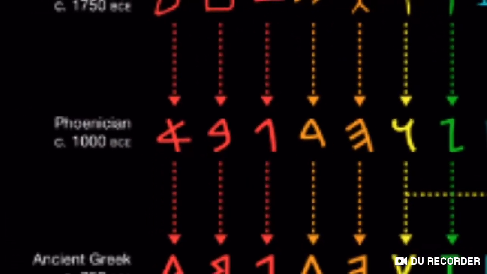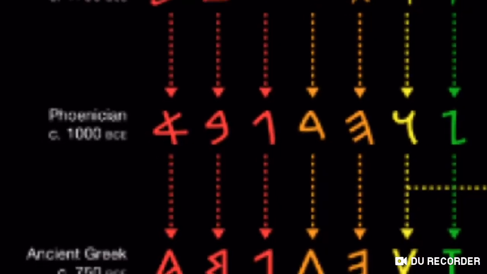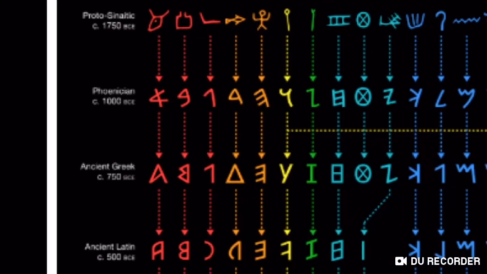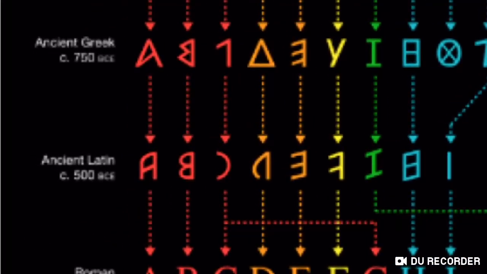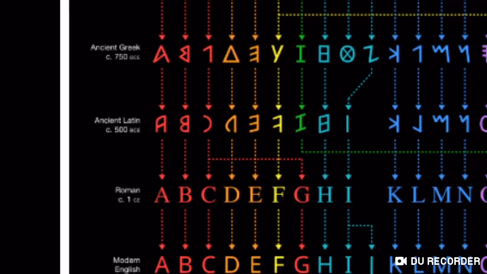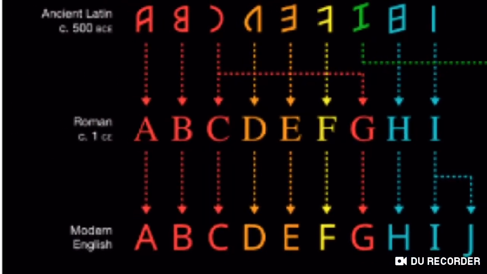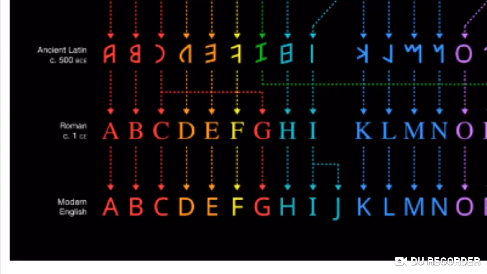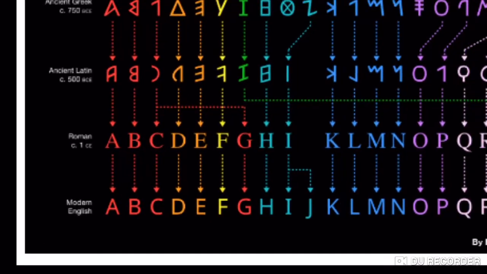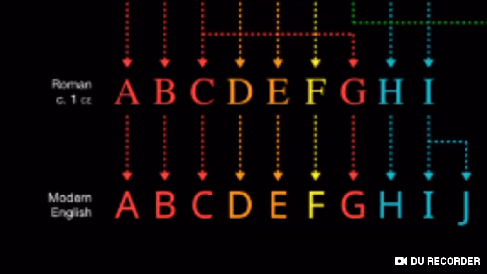Ancient Phoenician counts as Afro-Semitic languages. Ancient Latin counts as the Latin world, which includes the Americas, large parts of Africa, Europe, and parts of Asia. Roman includes the Roman Empire. And the start, the beginning of English, modern English as we use today.